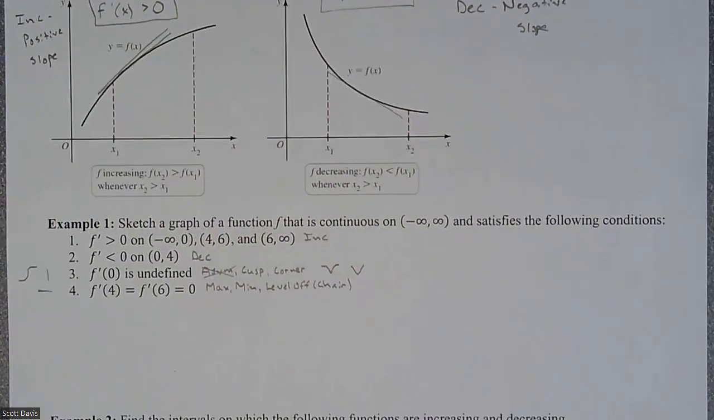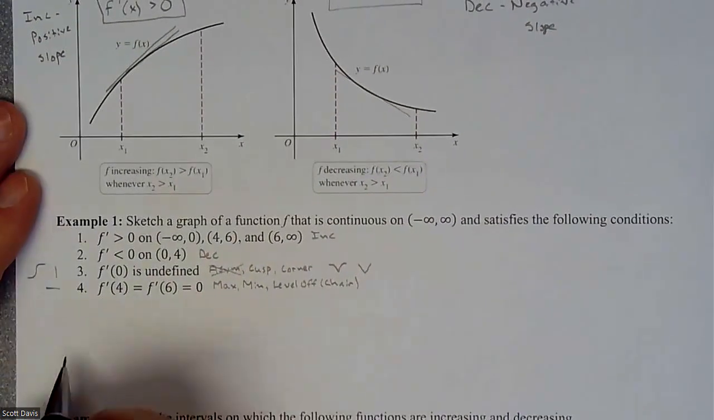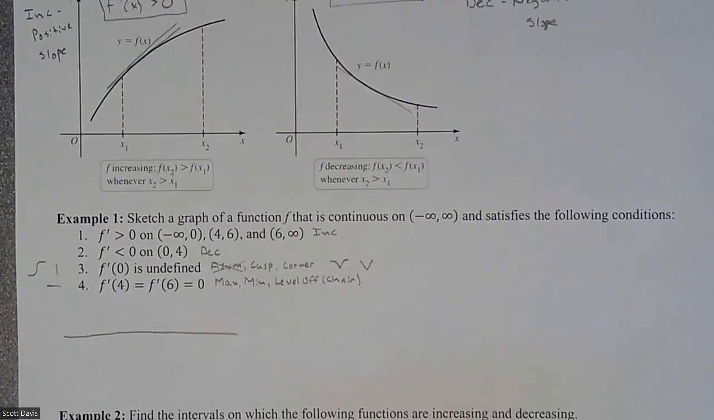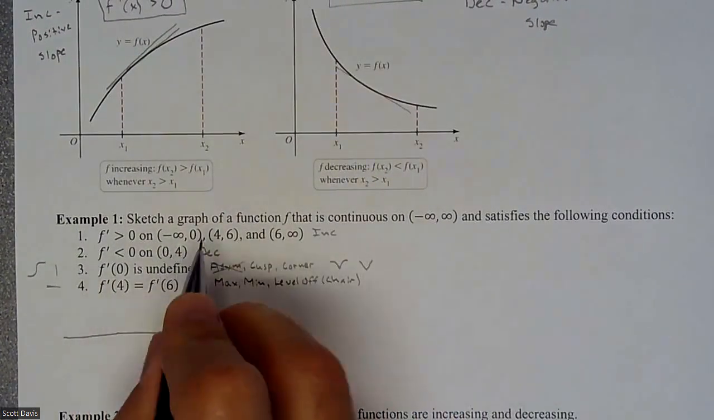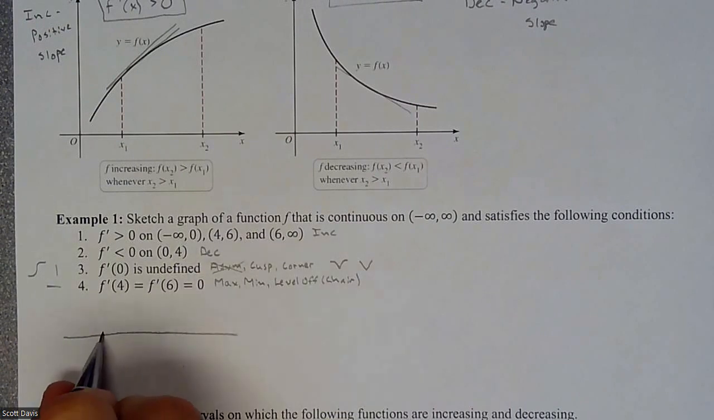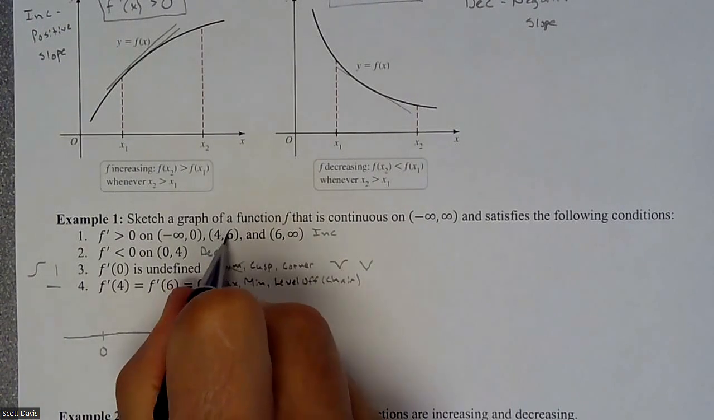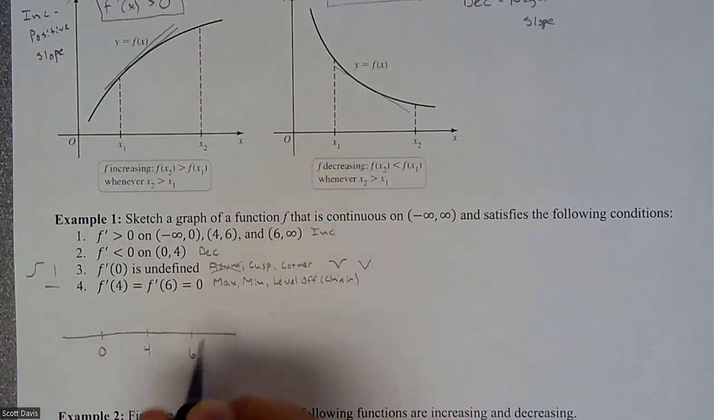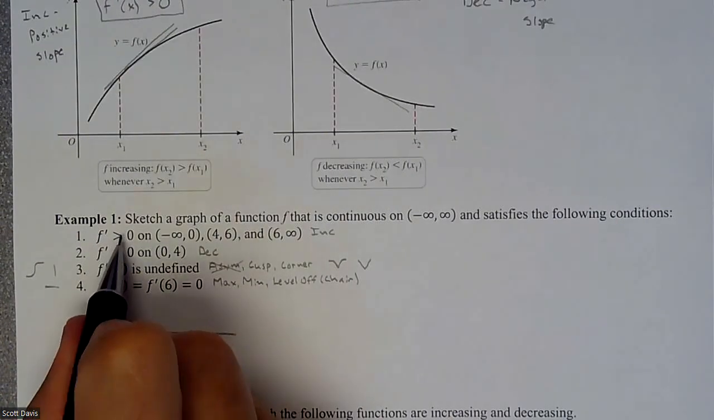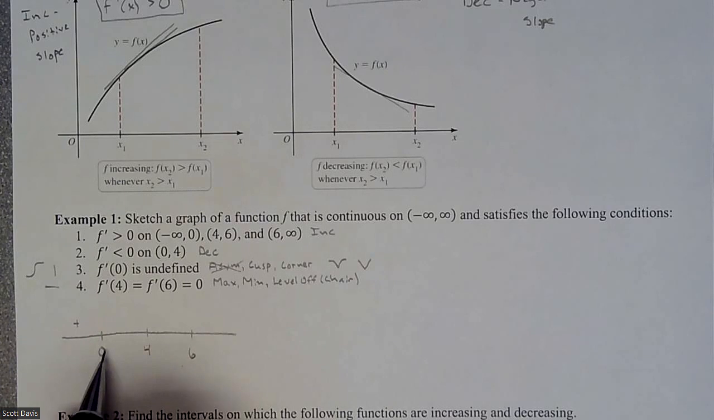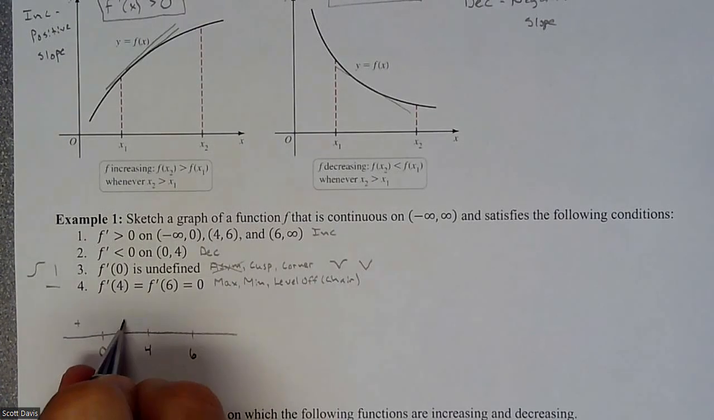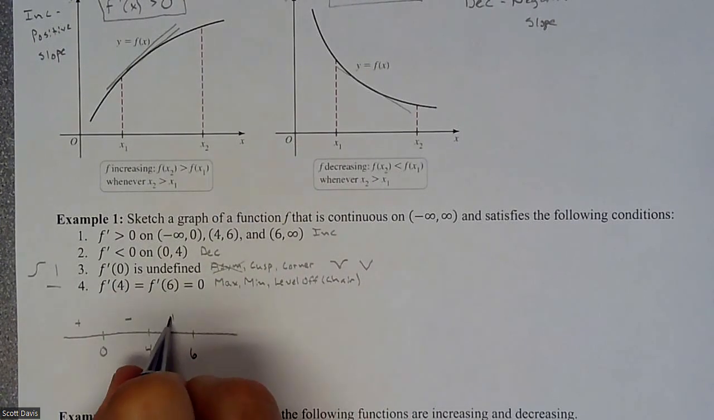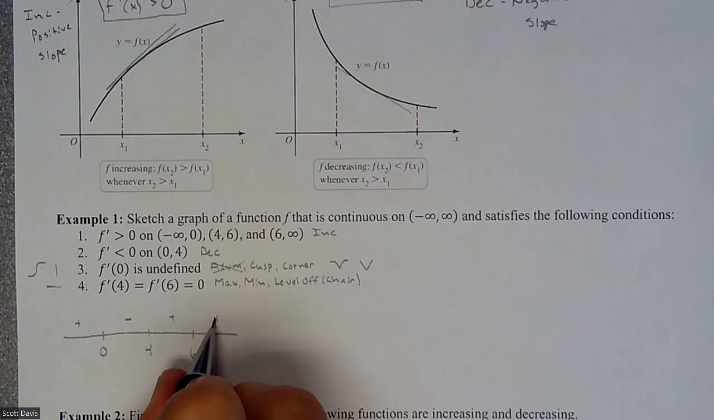So let's put all this together and see what we can come up with. What I like to do is draw a number line to reference it, and then we'll draw an actual graph. Some critical points that we have are 0, 4, and 6. From -infinity to 0, we have a positive slope. Then from 0 to 4, we have a negative slope. Then from 4 to 6, we have a positive slope. And then from 6 to infinity, we have a positive slope.